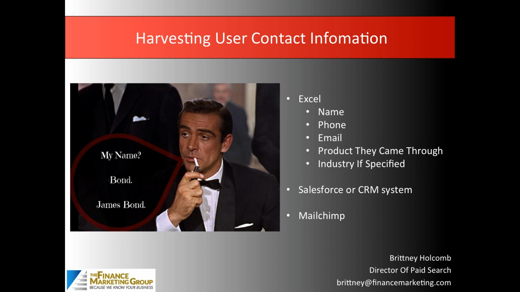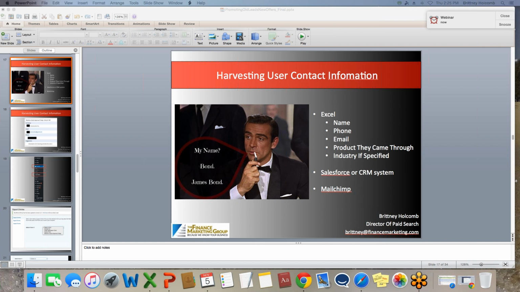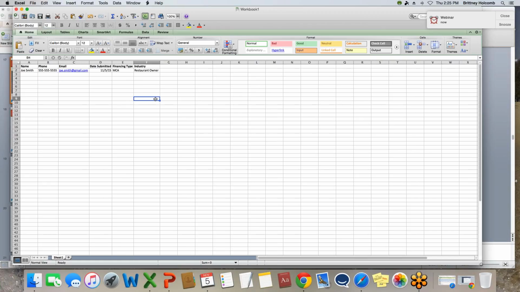So I'm going to show you guys real quick how I organize them. This is an Excel document that would be built for organizing my leads. Very, very basic. This is all it ever needs to be. Name, phone, email, date submitted if you want to organize it based on what month they came through.